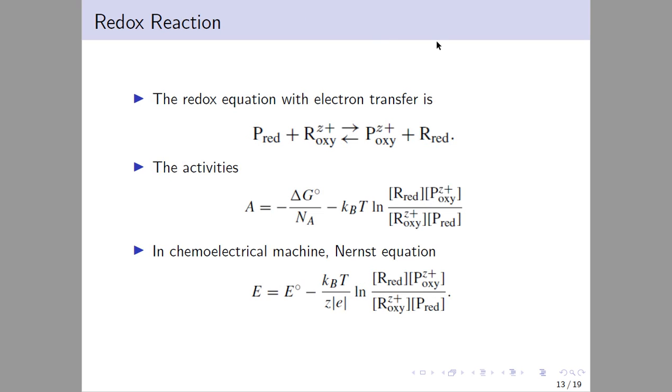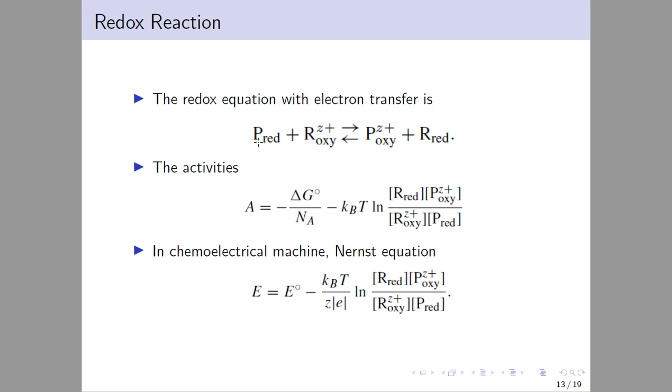Here, we can also use this redox reaction. Again, this is electron transfer. So we send the signal, or we send the electron, from one molecule to another molecule, passing by the molecule. So we have this equation.